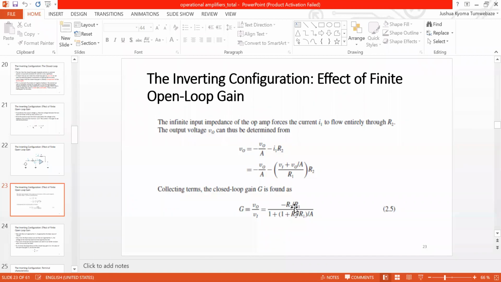which is minus R2 over R1 divided by 1 plus, then in brackets, you have 1 plus R2 over R1 divided by A. So that is simply the closed loop gain, which you would obtain. So sometimes you may find that you are required to derive these equations, so you should be able to derive them. They're not very difficult to do.